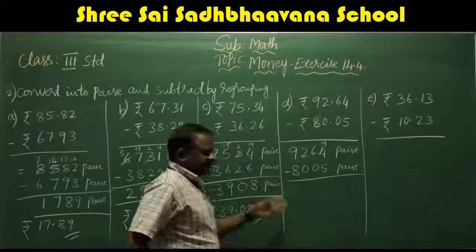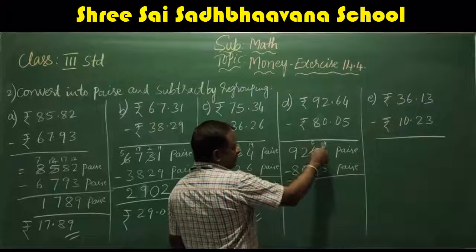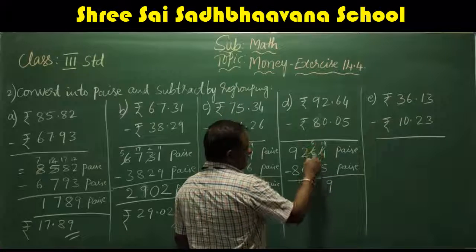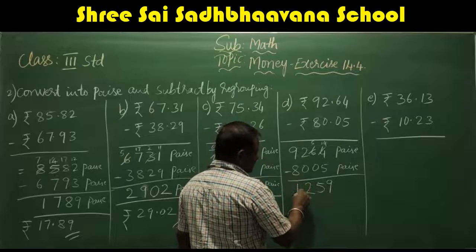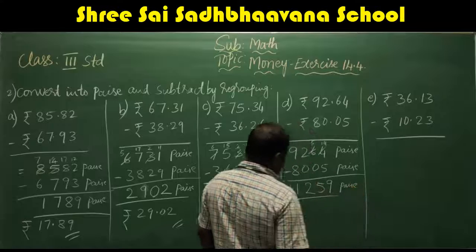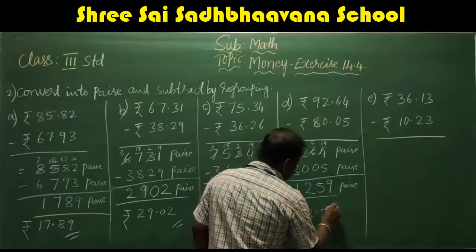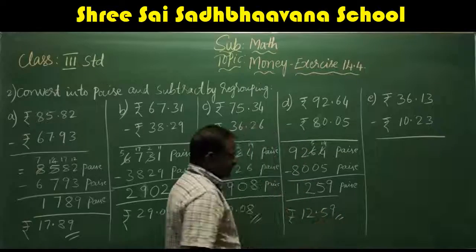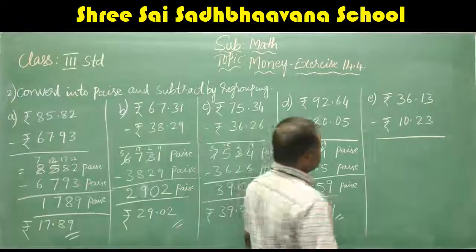14, because you have to take carry. 4 becomes 14. This becomes 5. 14 minus 5, 9. 5 minus 0, 5. 2 minus 0, 2. 9 minus 8, 1. So 1,259 paise. This can be written as rupees 12.59. Rupees 12.59.